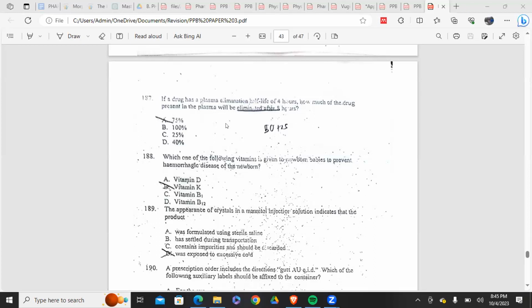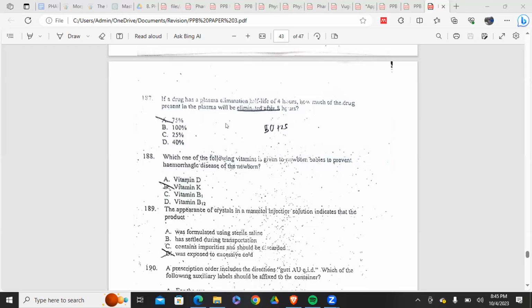That is complicated. Another view: K is equal to 0.693 over half-life, where K is the elimination rate constant as a fraction per unit time.